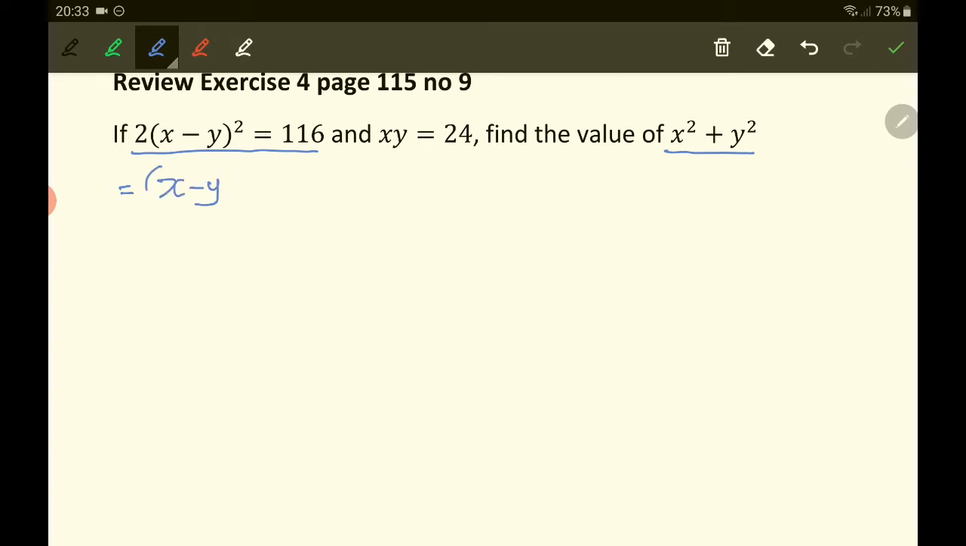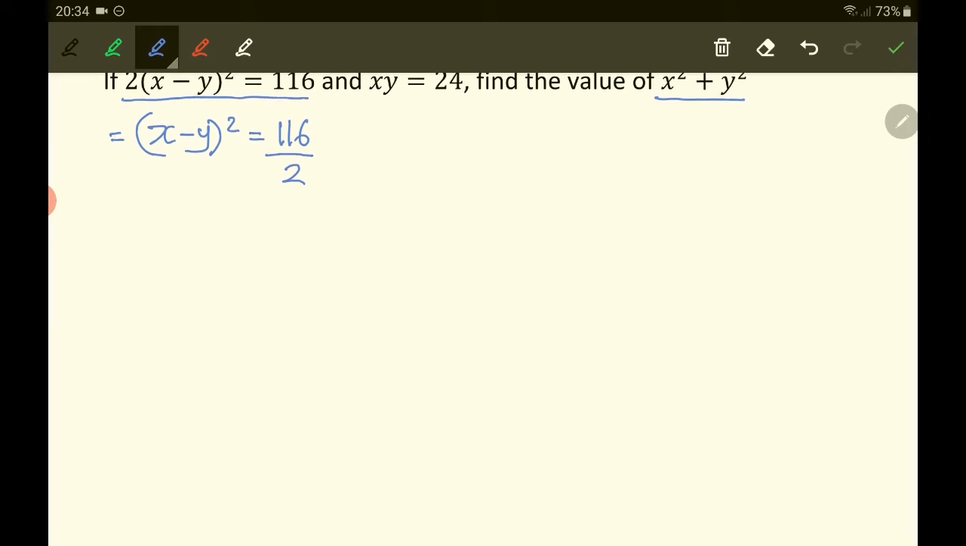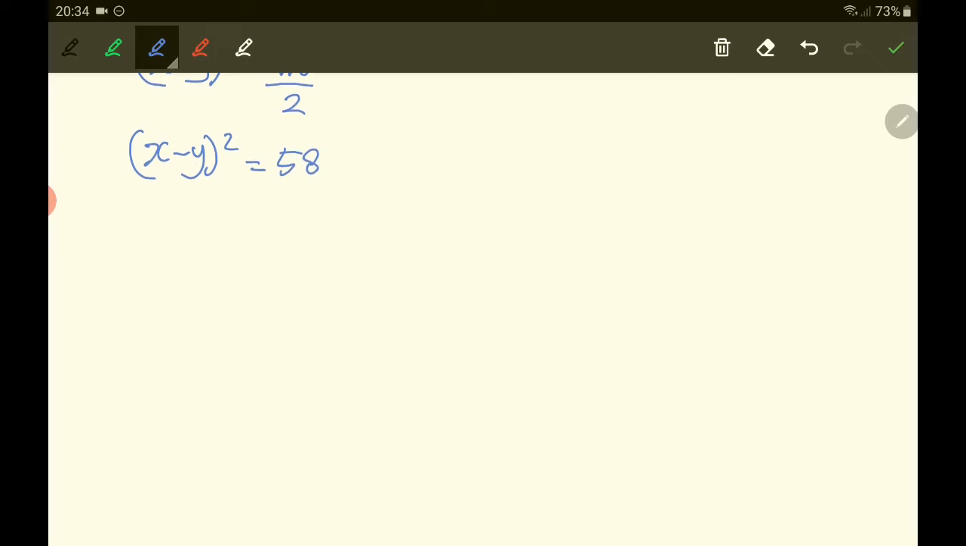So we can write x minus y squared is equal to 116 divided by 2. You move the 2 to the right, and then 116 divided by 2 is 58. So x minus y squared is equal to 58. Now we try to expand x minus y squared using the identity to make it faster. So you get x squared minus 2xy plus y squared is equal to 58.